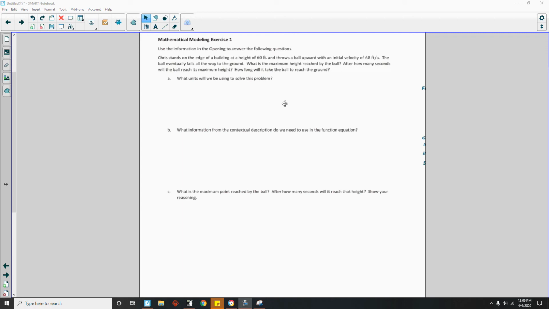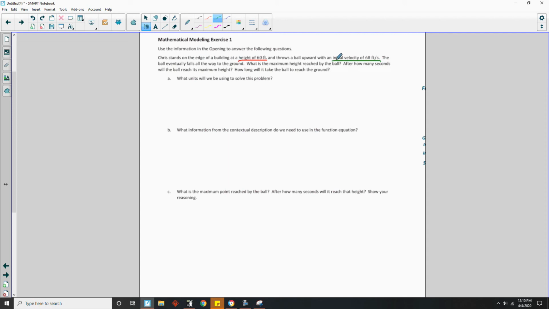Chris stands on the edge of a building at a height of 60 feet, and throws a ball upward. So this height is the initial altitude or height. Initial height is 60 feet. And the initial velocity is 68 feet per second. So that ball coming out of his hand is coming out at 68 feet per second. The ball eventually falls all the way to the ground.